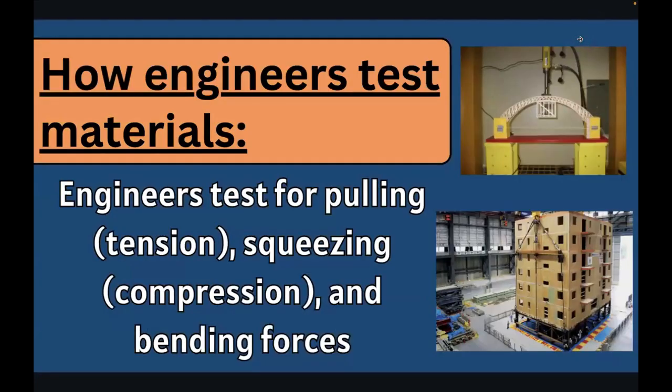So, how engineers test materials. Before building something big, engineers test materials in different ways. They pull on them to see how much they can stretch, called tension. They squeeze them to see how much compression they can take, and they bend them to see if they'll break. Testing tells us how a material will behave in real life. And engineers can't just guess. They can't eeny, meeny, miny, mo, right?